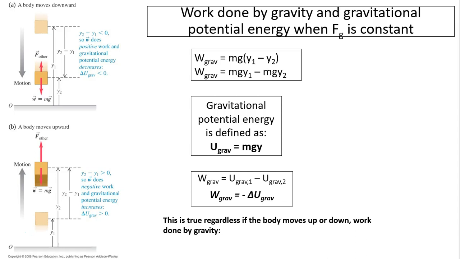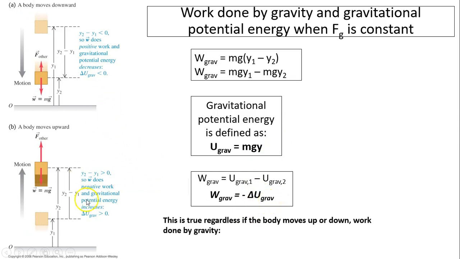So in Chapter 7, we learned gravitational potential energy on Earth's surface when gravity is constant. When gravity is constant, the work done by gravity equals force times displacement. You start from 1, you move to 2. That's a displacement from 1 to 2. Work done by gravity equals mgy1 minus mgy2. Gravitational potential energy is defined as mgy. So we end up with work done by gravity equals mgy1 minus mgy2, or negative change of gravitational potential energy.